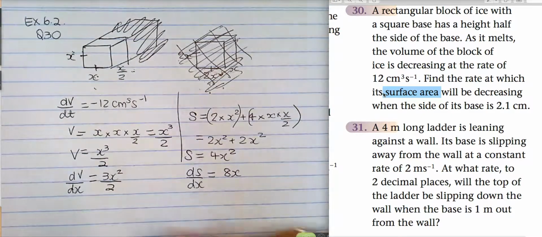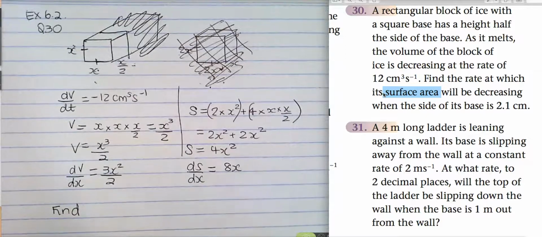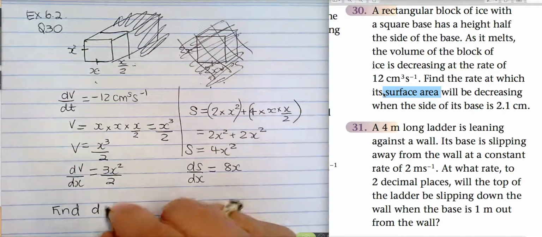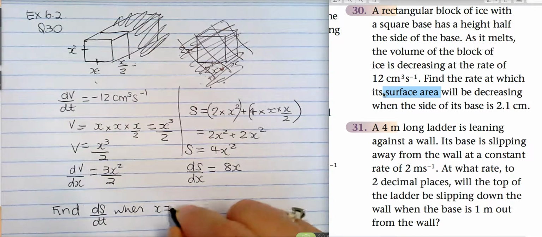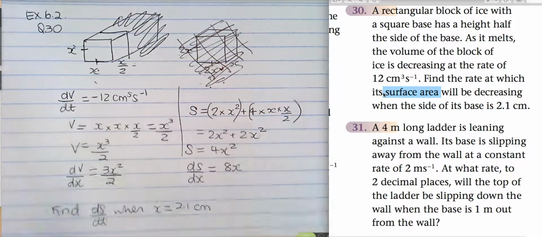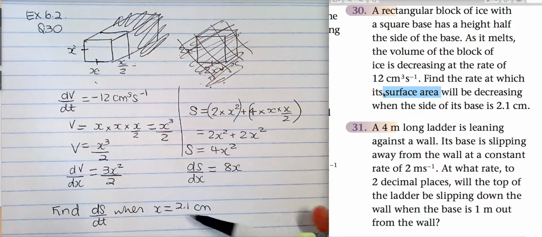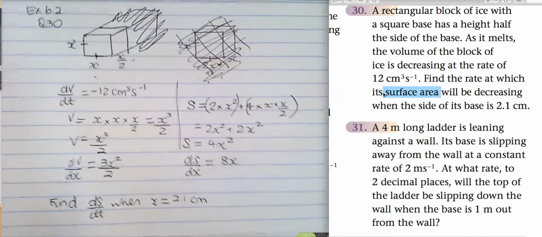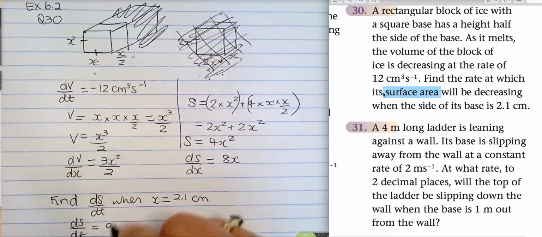Remember, the 2 is just a constant. Now the question says find what? dS/dt, when x, which is the side of the base, is 2.1 centimeters. All the units look fine. We've got centimetres cubed per second, centimetres, everything's fine. Can you see why we couldn't let the base be 2x? Because 2x would be 2.1 in this case, if we did keep with that 2x thing. So dS/dt, well, you have to have the dS quantity on top.